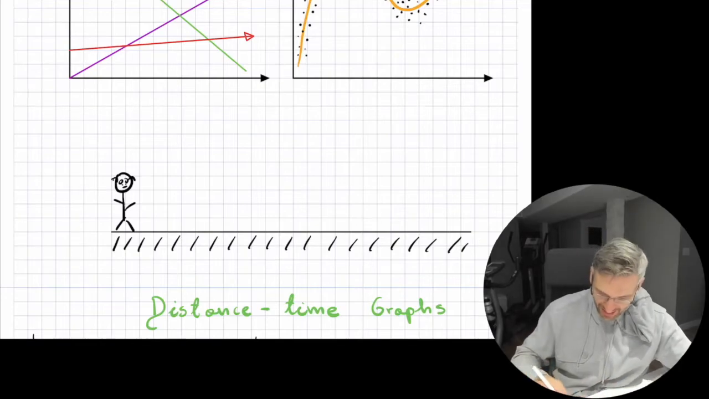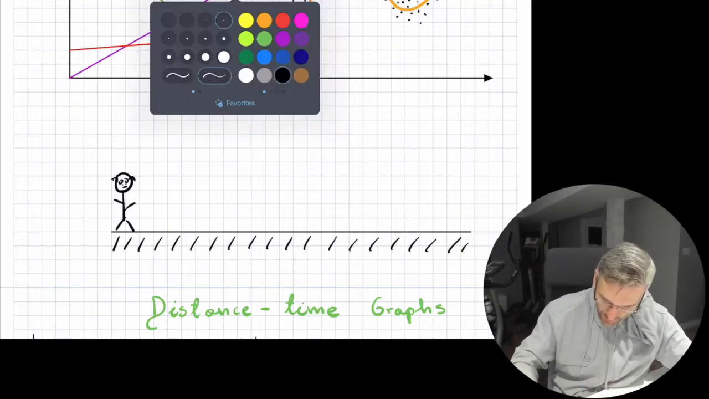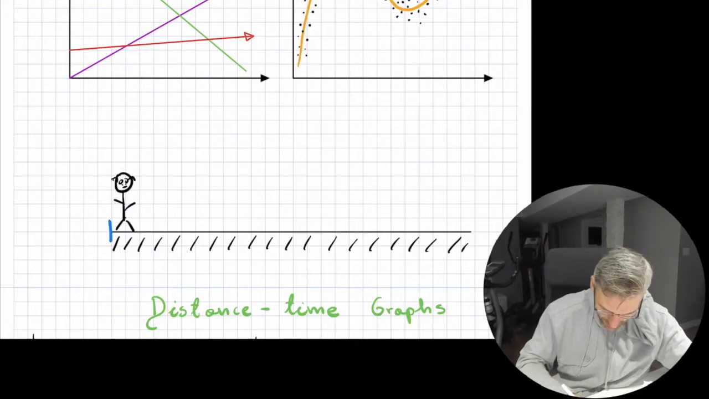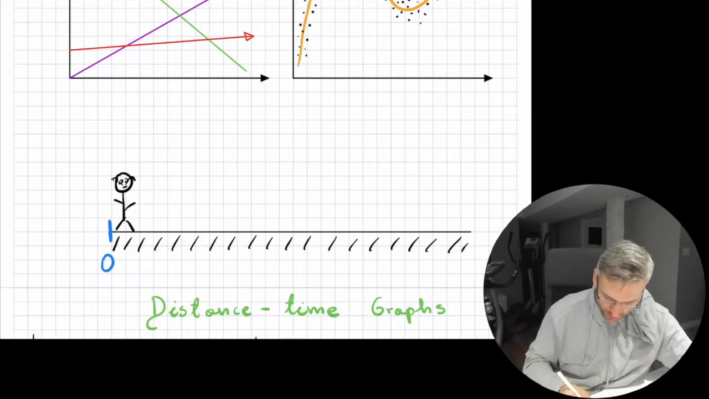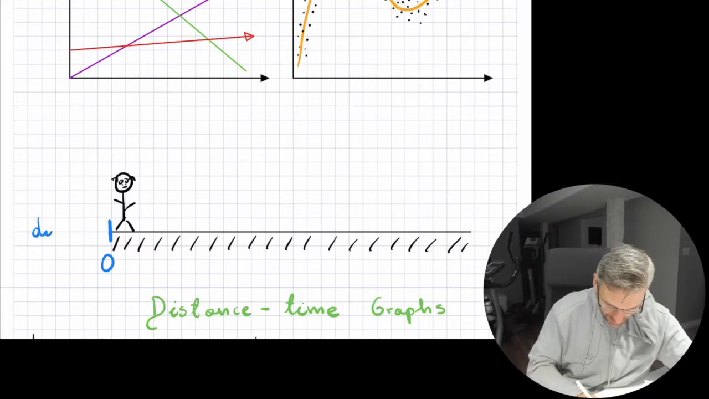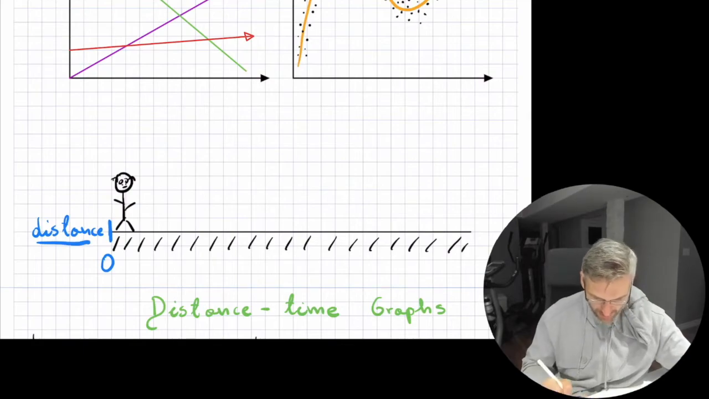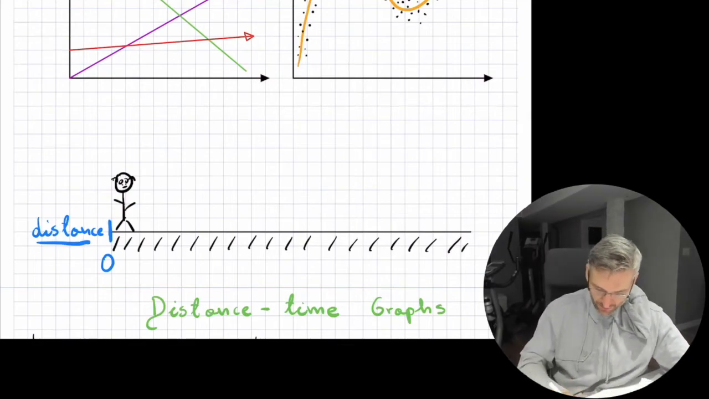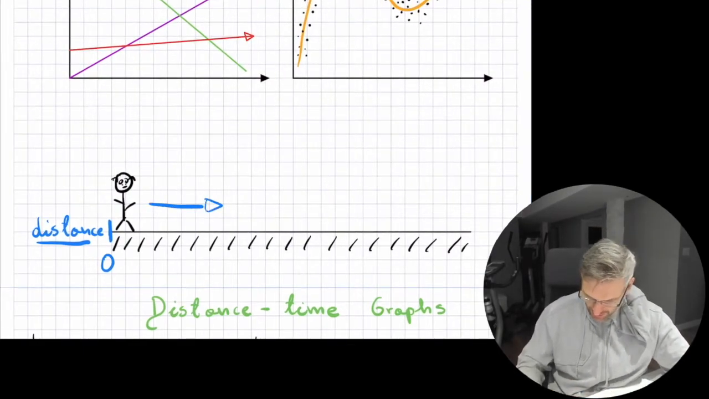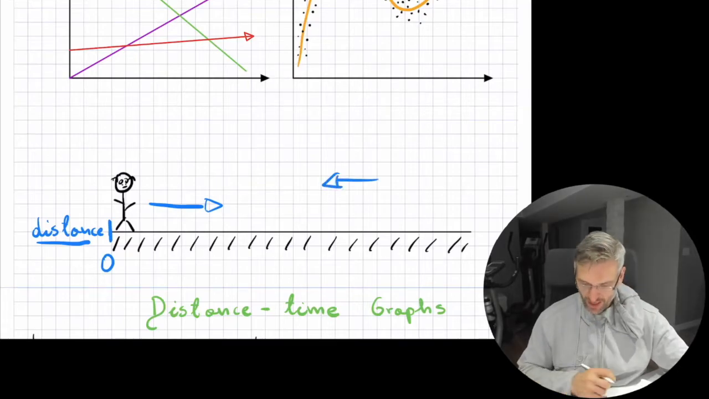So you can imagine that this would be your starting point, so this would be a distance of 0. Let's say this is the distance that I would be walking, or running, or being in a car or something like that. And then I'm moving in this direction, and then I can also go back in this direction.